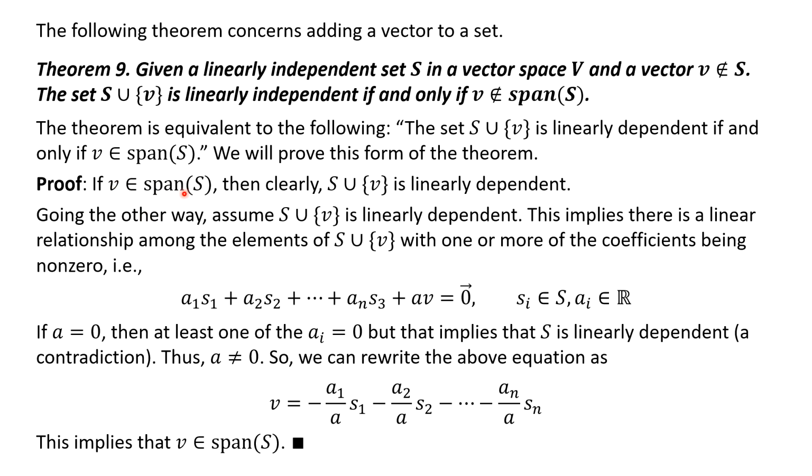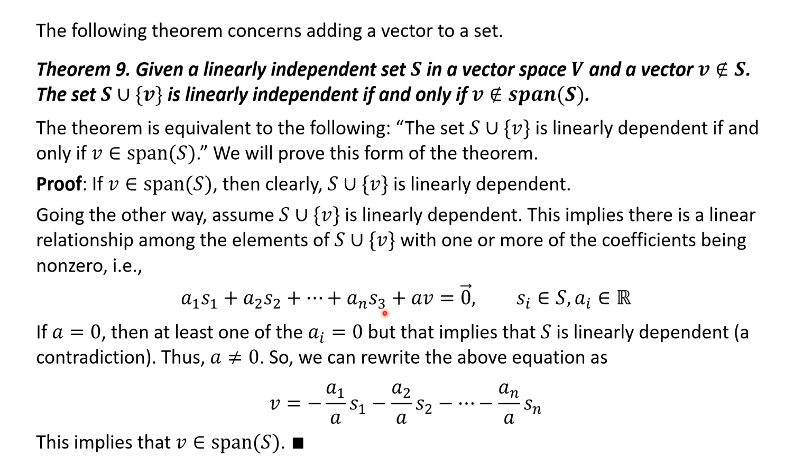So if v is an element of the span of S, then clearly S union v is linearly dependent, right? You're just adding an element that we know can be written in terms of the other vectors. So this set here is dependent. Going the other way, this is a little bit more involved. Assume S union v is linearly dependent. This implies there's a linear relationship among the elements of S union v, with one or more of the coefficients being non-zero.